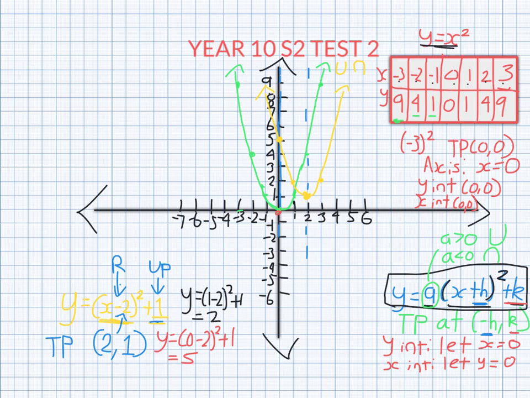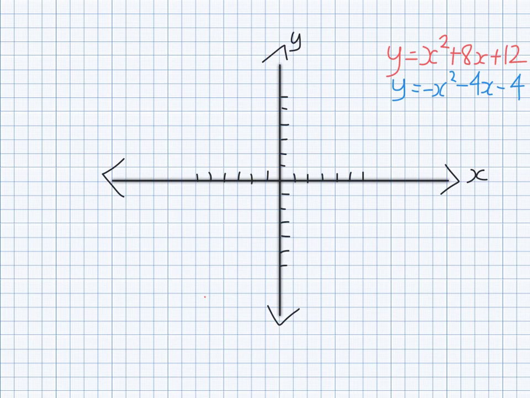Okay, now we're going to graph parabolas where the equation is not in turning point form. Please pause and copy this down if you need. So let's look at these 2 equations on your screen, the red and the blue equation. Neither is in turning point form because we don't have x plus or minus a number in brackets all squared. We can't actually easily read the turning point from these 2 equations.